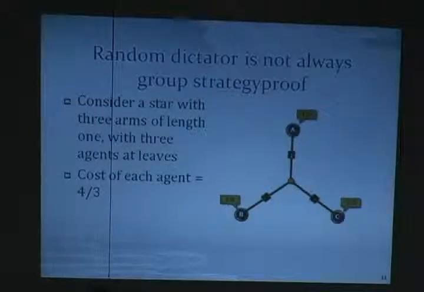What's the expected cost of an agent? What's the expected distance? So everything is symmetric. Let's look at agent A, for example. With probability 1/3, his own location is chosen, and then the distance is 0. With probability 1/3, the location of agent B is chosen, and then the distance is 2. We have to cross 2 edges. And with probability 1/3, C is chosen, and then again the distance is 2. So the expected cost of each agent is 4 over 3 under the mechanism.